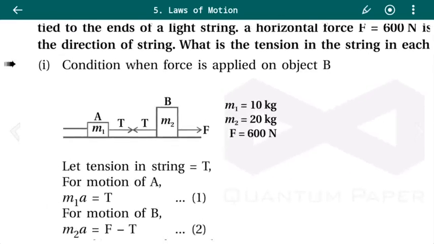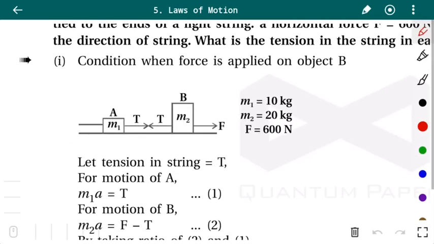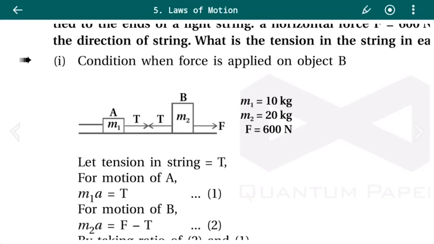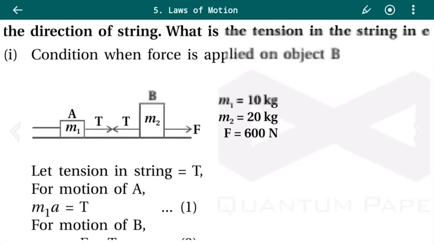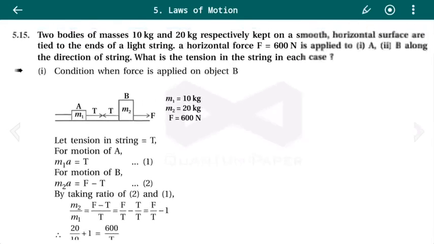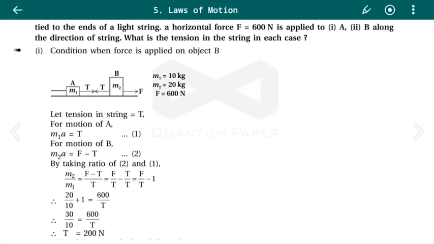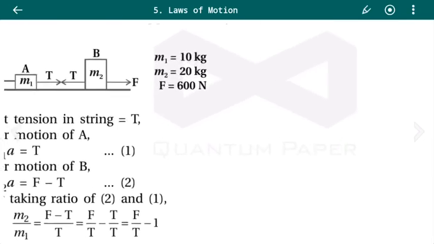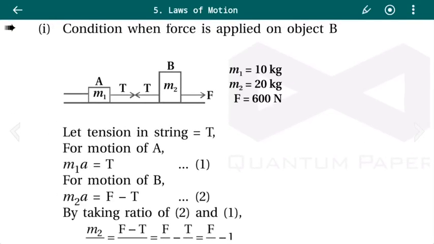So as you can see over here, there are two masses M1 and M2. They are tied with the help of a string and force is applied in this direction on both the masses. Here M1 equals 10 kg, M2 equals 20 kg and F equals 600 Newton. So first of all we need to find the tension produced. So let the tension in the string be T.